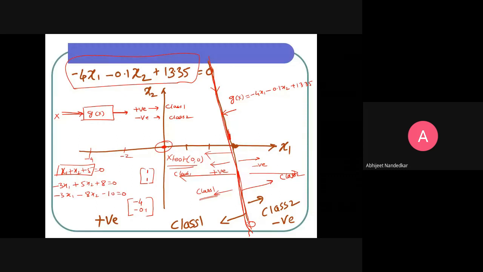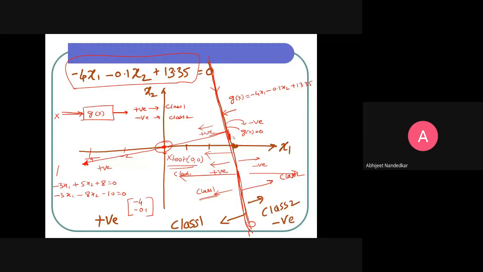Suppose this is minus 4 and minus 0.1. Say maybe somewhere here. So this is the direction of this vector. Now this is the positive direction. So if you extend this vector, then you will see that this side of the line is positive and the opposite side of the line is negative. On the line, function g of x is equal to 0.